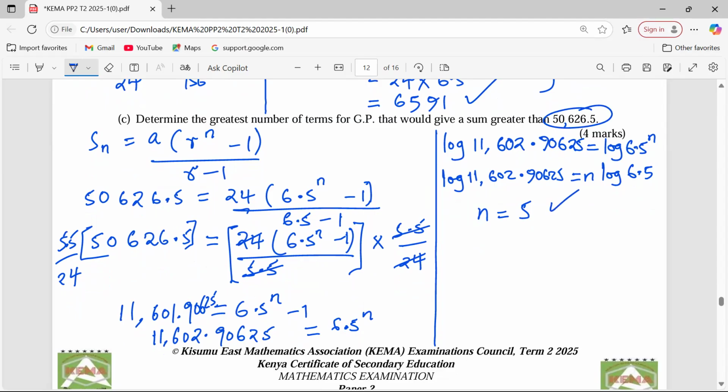But what is the question? The question is, determine the greatest number of terms for the GP that would give a sum greater. So for the sum to be greater than this now, the number of terms is supposed to be 6. Because when they are 5, they would give a sum equivalent to this, yet the examiner needs a sum greater than this. So we need the 6th term.